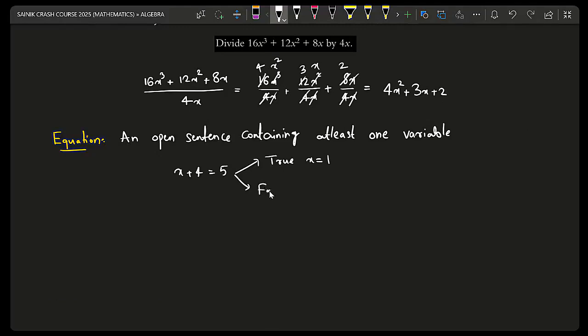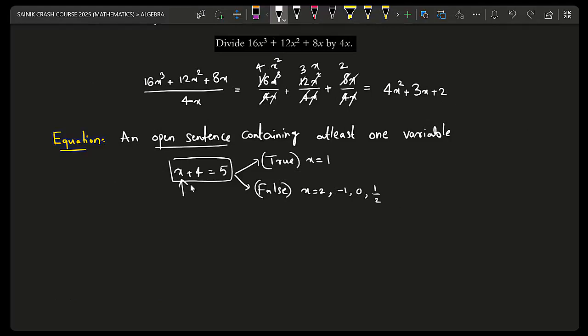False. Other than 1, you take any number. If I take x is equal to 2, it's going to become false. If I take minus 1, false. 0, false. 1 by 2, false. At every value other than 1, it is going to be false. That means both true is possible and false is possible. So it is called open sentence. And it is containing one variable. What is that variable here? X. Such type of things are called equations.